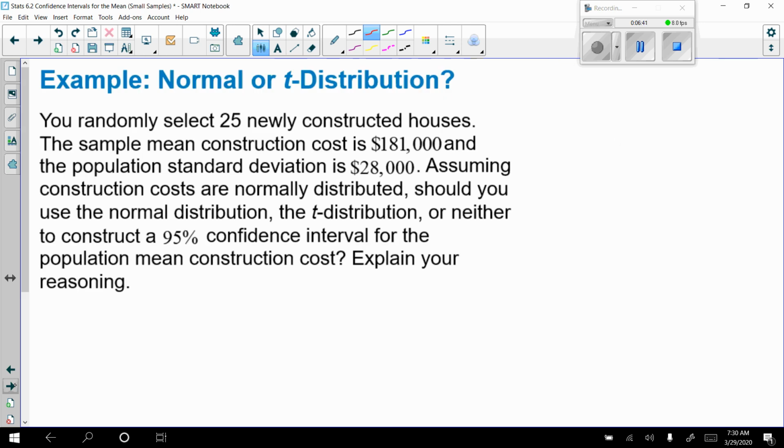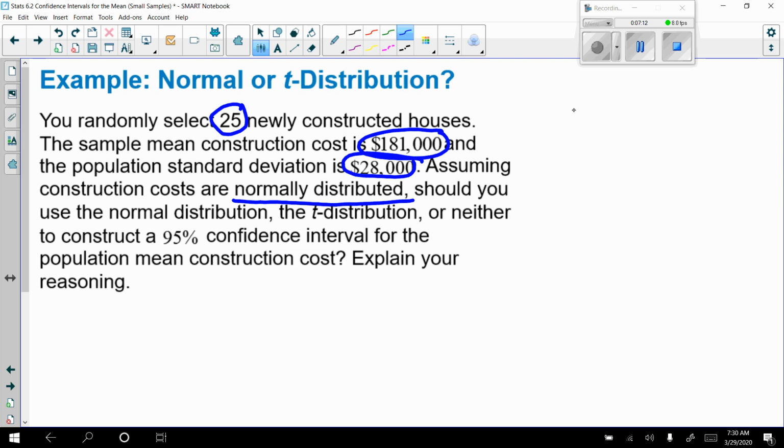Okay, so here we have an example. You randomly select 25 newly constructed houses. The sample mean construction cost is $181,000, and the population standard deviation is $28,000. Assuming the construction costs are normally distributed, they told us they met that condition. Should you use the normal distribution, the t-distribution, or neither to construct a 95% confidence level?